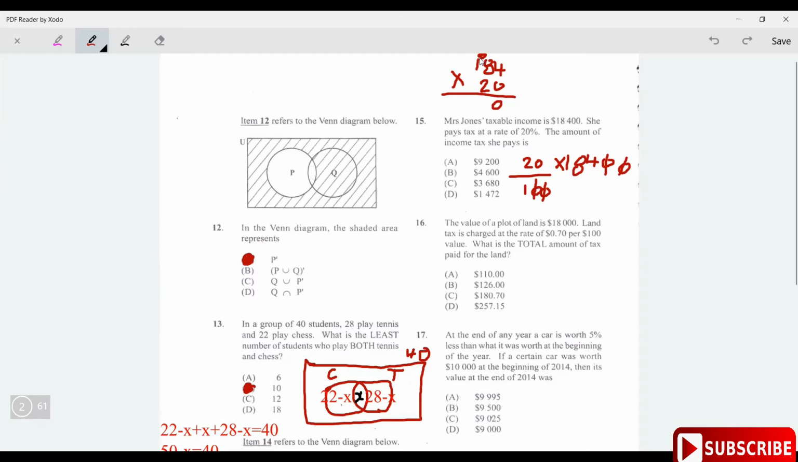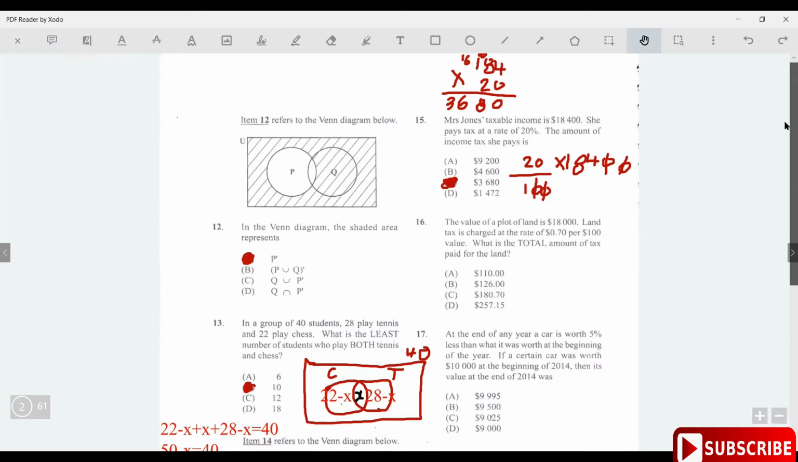160 plus 8 is 168. So put down the 8 and we bring up our 16. 20 times 1 is 20 plus 16 is 36. So Mrs. Jones paid $3,680 for her income tax. 20% of her pay. That is crazy. She pays 20% tax. That's too much. We feel sorry for Mrs. Jones.